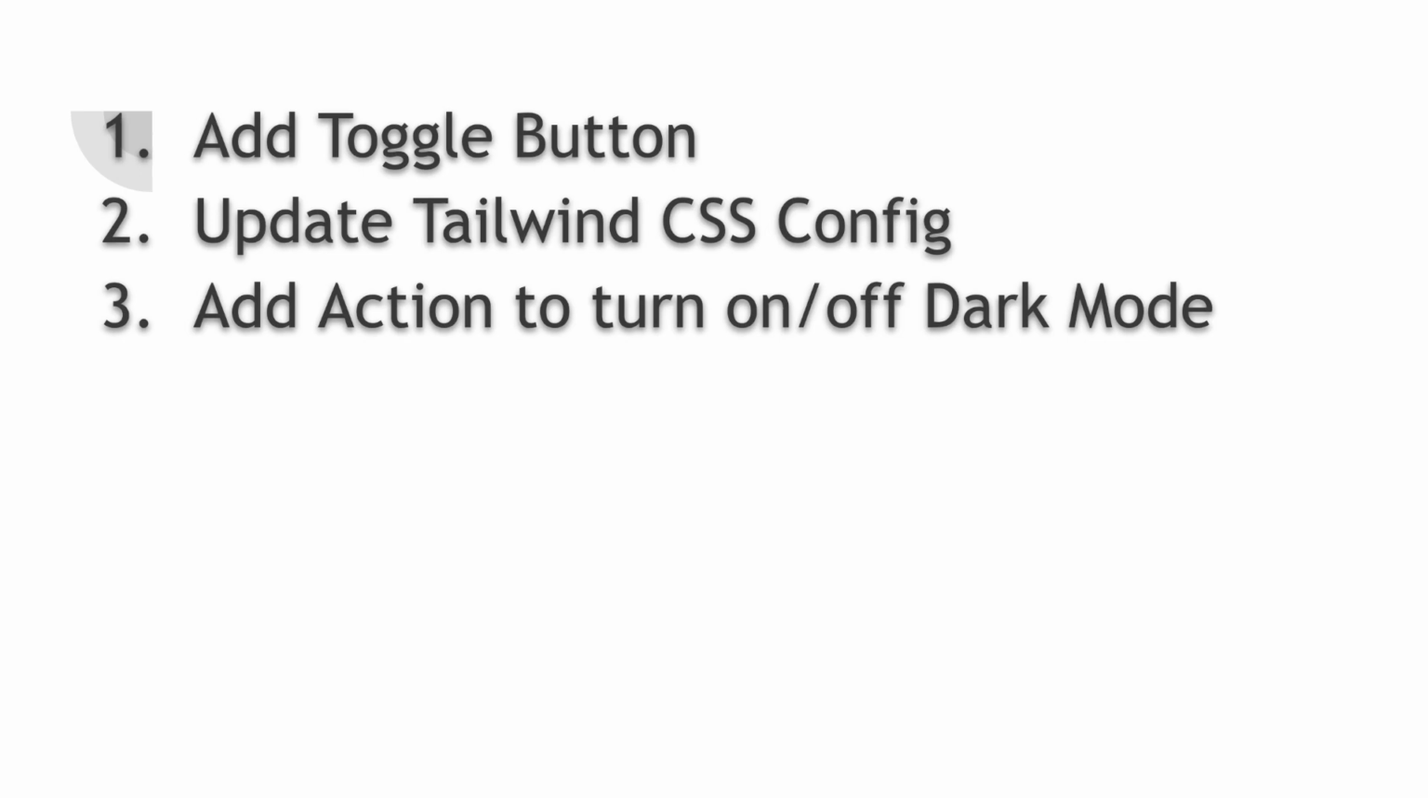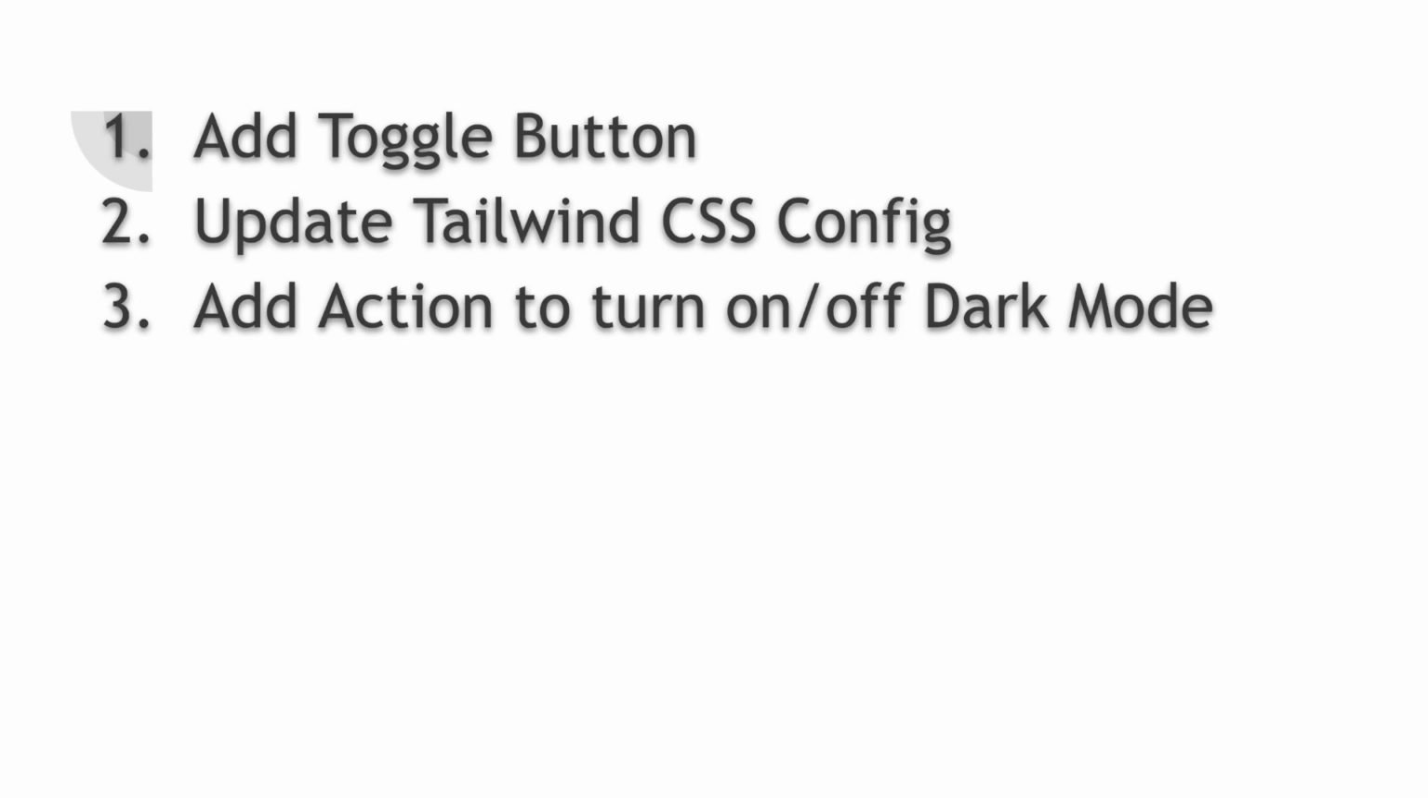We will just use a simple div and add Tailwind CSS classes to create toggle button. We also need to update this Tailwind CSS config. Basically, we need to tell Tailwind CSS how we are going to trigger the dark mode. So in our case, we are going to use CSS class. So we just need to add that config.